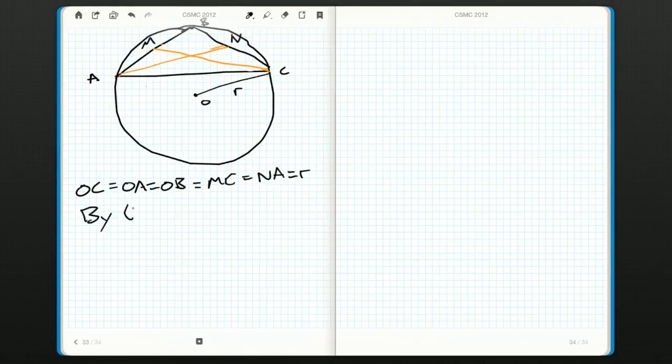Now, by our work in part B, we know that ABC is isosceles. And so the way we have it drawn here, AB is equal to BC. Okay.